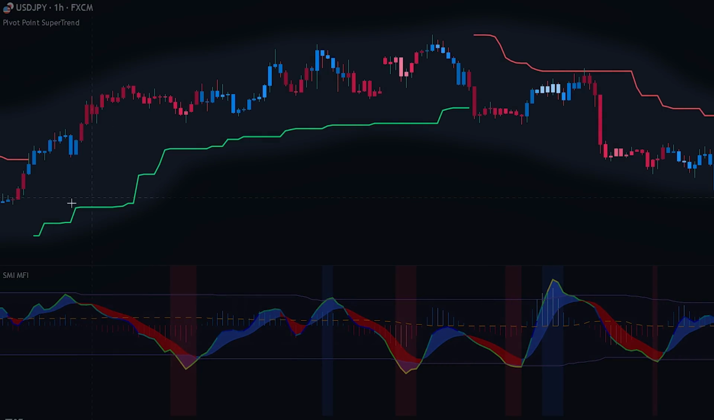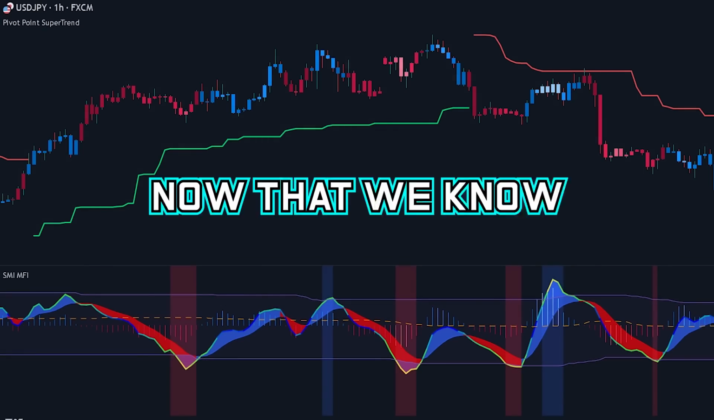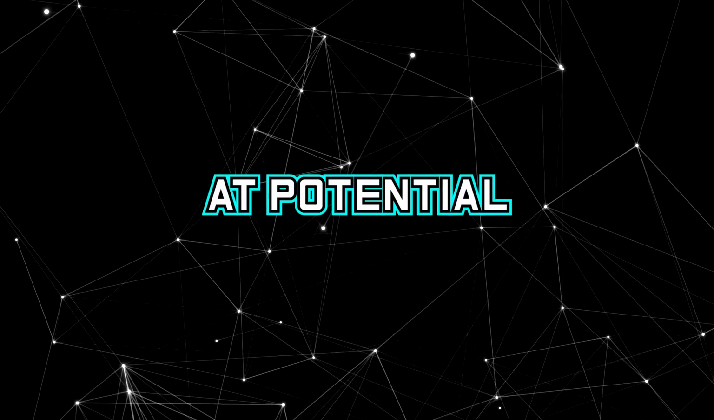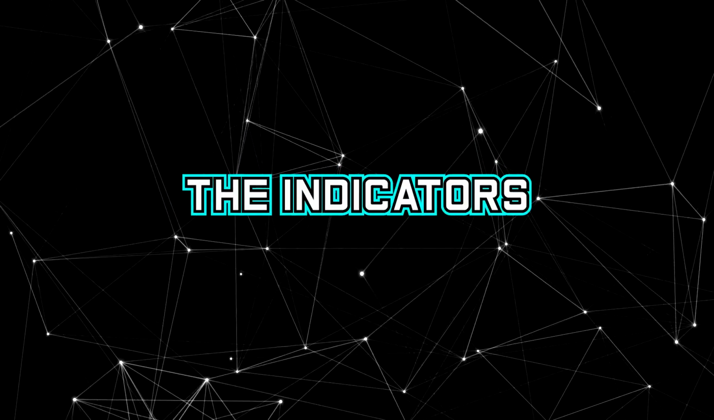The Pivot Point Supertrend is another editor's pick indicator that combines pivot points and the Supertrend indicator to identify potential trends and trend direction changes. Now that we know how the indicators work and how they can be read, let's take a look at potential entries that can be made when combining the indicators.